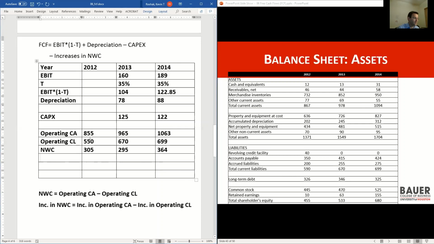That's going to allow us to calculate the increase in net working capital. That's what we care about. We don't care about the net working capital per se. We care about how much extra money do we put into this business. So what was that in 2013? Well, we ended at 295 and we started at 305. So we actually dropped. Our increase in net working capital was a negative number because our net working capital went down. How about 2013 to 2014? Well, now we did get an increase. We went up 69 from 295 to 364.